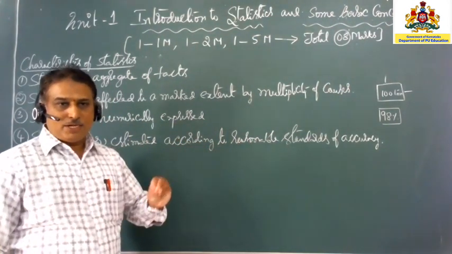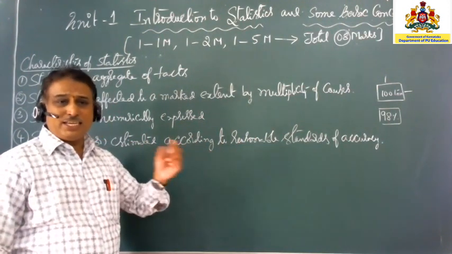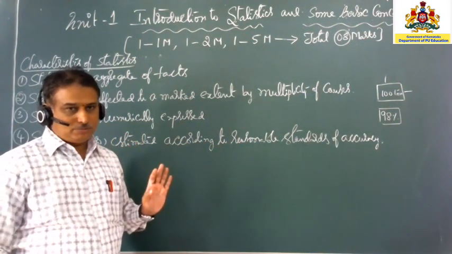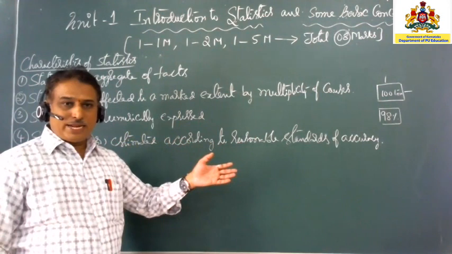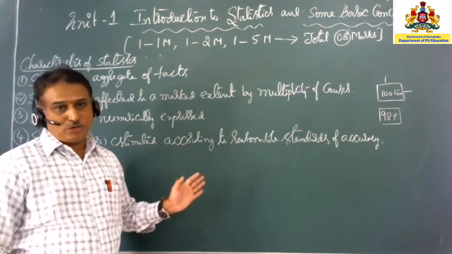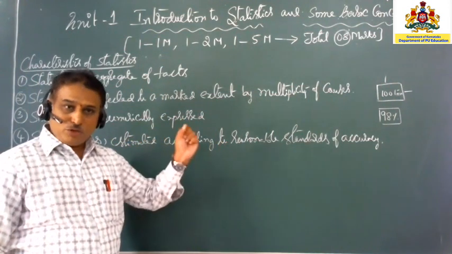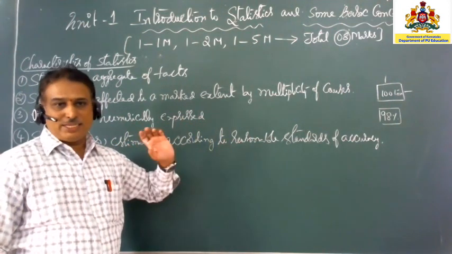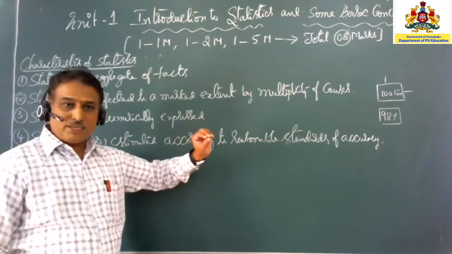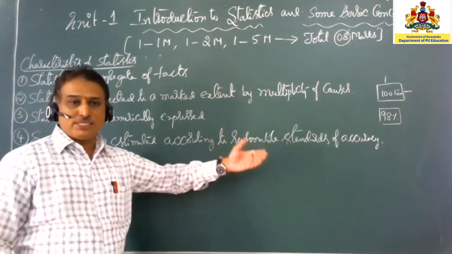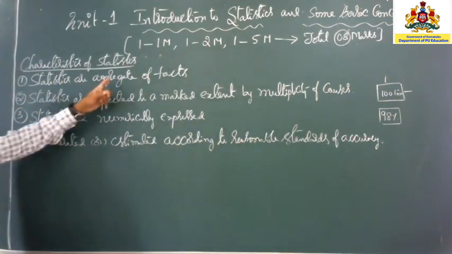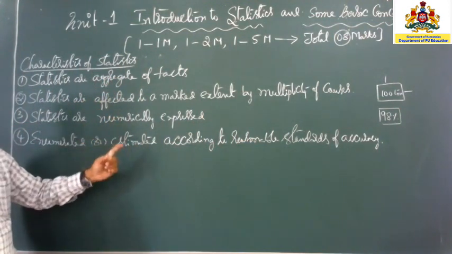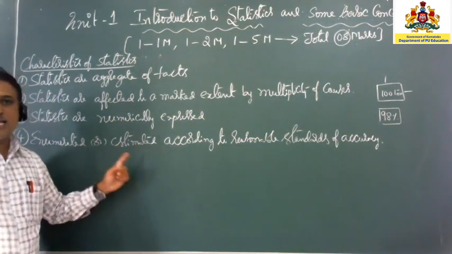One more example I will give. Suppose while measuring iron, you are not giving importance to milligrams. You can give importance to grams, kgs, tons, quintals. But while measuring gold, you give importance to milligrams also. Why? Because it is a costly thing. That's why in measuring gold you are expressing in a more accurate manner. Next, statistics means aggregate of facts, marked extent by multiplicity of causes, numerically expressed, enumerated or estimated according to reasonable standards of accuracy.